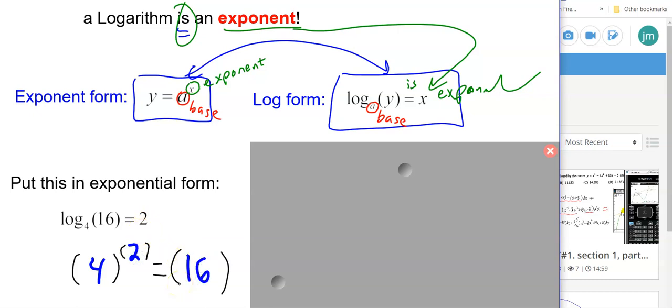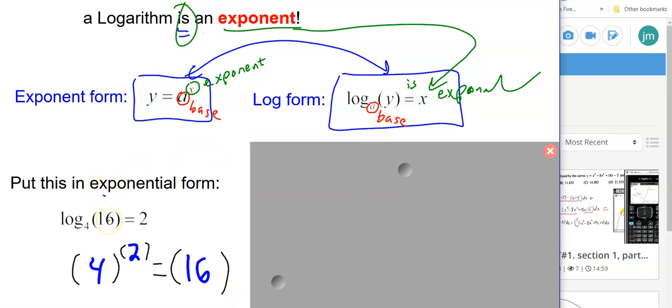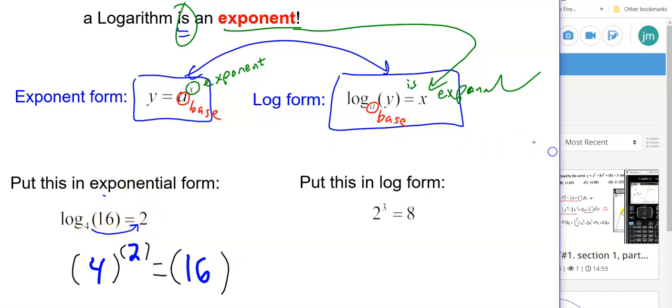4 squared is 16. That actually kind of makes sense. 4 squared is 16, right? So log base 4 of 16 must be 2. This is a little higher end, but the way I think about it, when it's in log form, if I don't completely switch the form like we just did, you can think about it this way. 4 to some power is equal to 16. 4 to the what power is 16? 4 to the second power is 16.